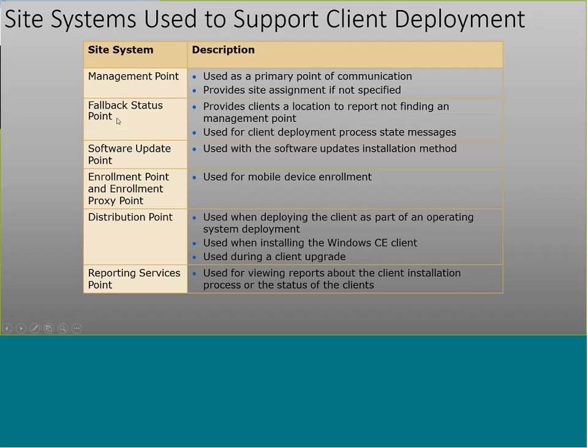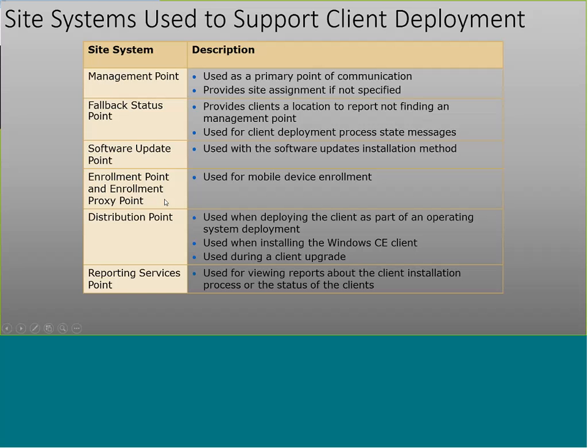Fallback status point provides clients a location to report not finding a management point. We just talked about that, right? So fallback status is used when the management point is not available. It is used for client deployment process state messages, and those state messages come back as well. Fallback status point is still our main SCCM server. Software update point, that is us.